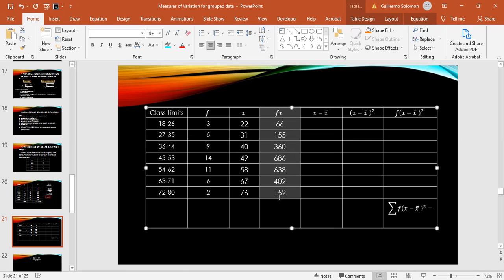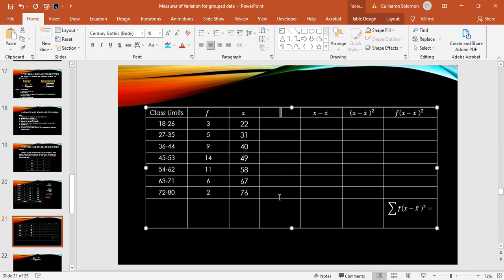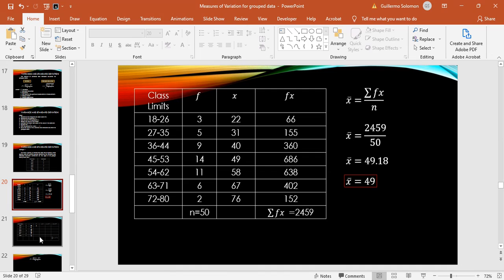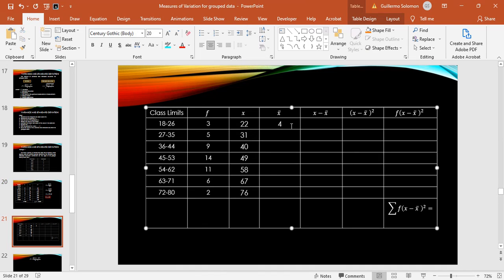So, hindi na natin kakailangan itong si f of x. Dito na lang dapat si mean. So, yung mean na nakuha natin, that is 49. Tama. 49. Okay.